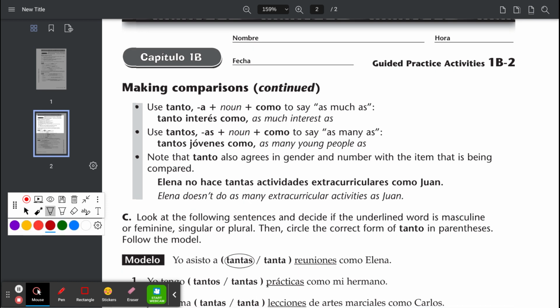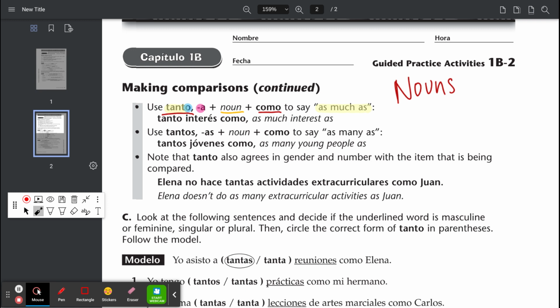So a while ago, we talked about comparing adjectives. Now we're going to be comparing nouns. So we are going to use tanto, and tanto, if it ends with the O, it's masculine. If it ends in an A, it's feminine. So use tanto or tanta plus a noun plus como to say as much as. For example, tanto interés como, so as much interest as.